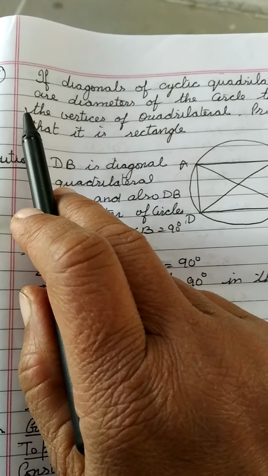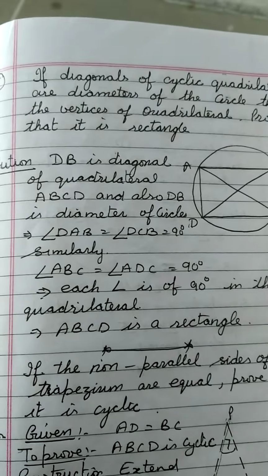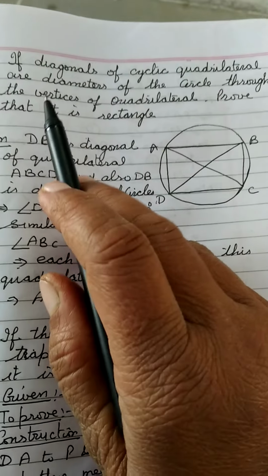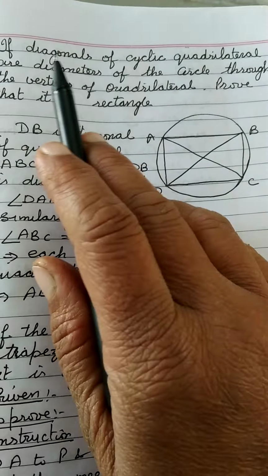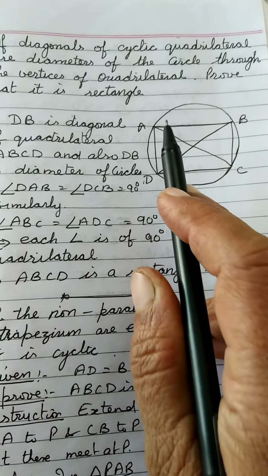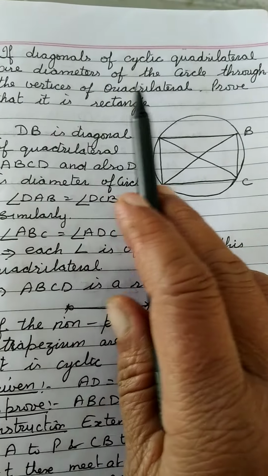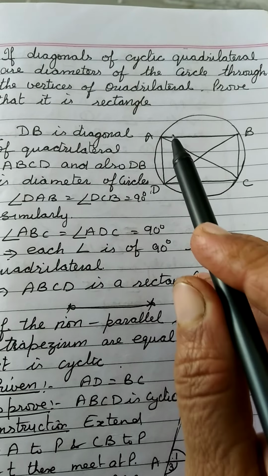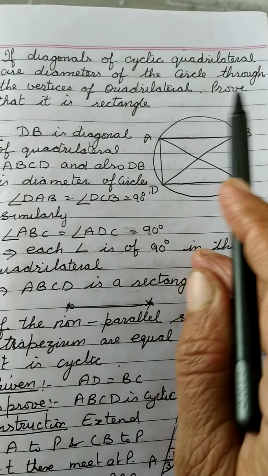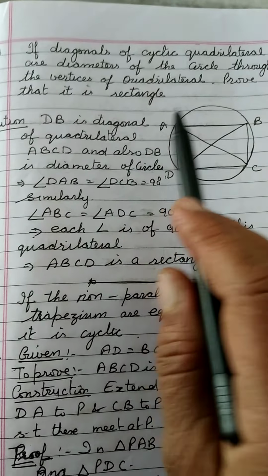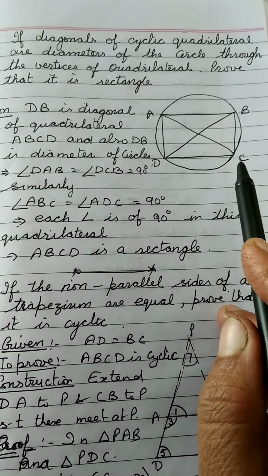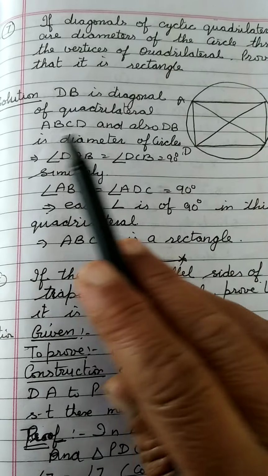Now we come to question number 7. If diagonals of a cyclic quadrilateral are diameters of the circle, see here ABCD is a cyclic quadrilateral and diagonals are BD and AC, are diameters of the circle through the vertices of the quadrilateral, prove that it is a rectangle. Now we are to prove that ABCD is a rectangle.